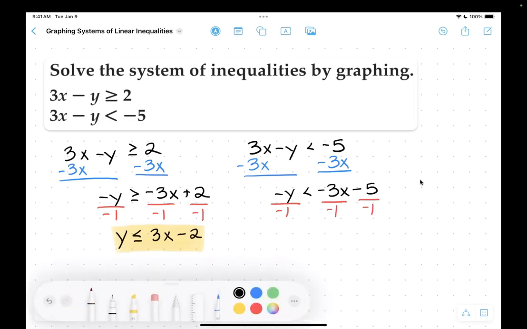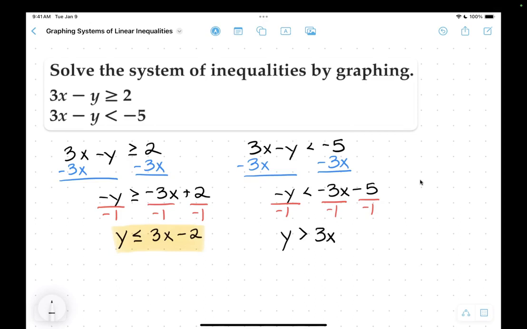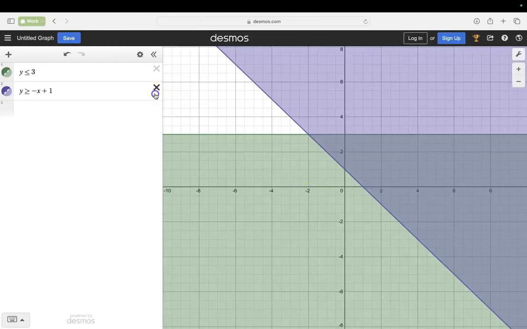And just like before, because we divided by a negative, our inequality switches, in this case, from a less than to a greater than. Negative 3x divided by negative 1 is positive 3x. And negative 5 divided by negative 1 is a positive 5. So here is our second inequality. So these are the two inequalities that we're going to graph. y is less than or equal to 3x minus 2, and y is greater than 3x plus 5. So let's slide on over and graph these two.